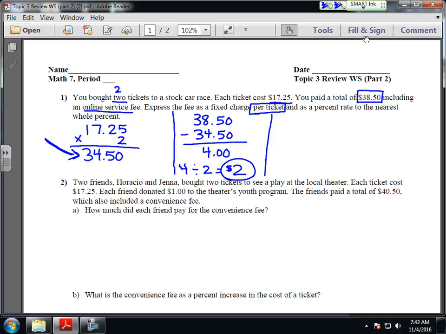Now they want us to take this information right here and tell us what the percent rate is to the nearest whole percent. So I'm going to need to do this. Now it asks me for the percent rate, so obviously they don't know. Now we have to ask, if we're doing part over whole, is the $2 the part of the fee or the whole thing? Right, it's the part. What was the cost of a ticket? $17.25. Go ahead and finish this problem out.